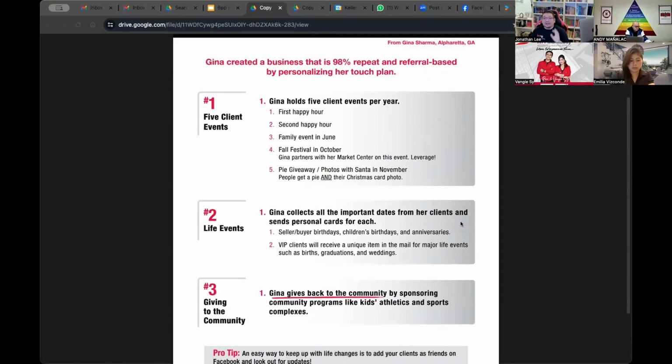So number one, she has 5 client events per year, right? First happy hour, second happy hour, family event, fall festival, and pie giveaway. So she has 5 key events per year, right? Number 2, she collects all important dates from her clients, whatever their birthdays or other important dates, and sends personal cards for each. And number 3, she gives back to the community.